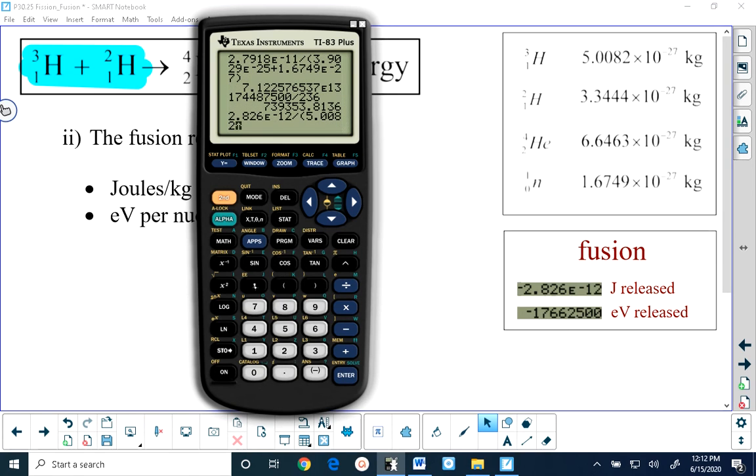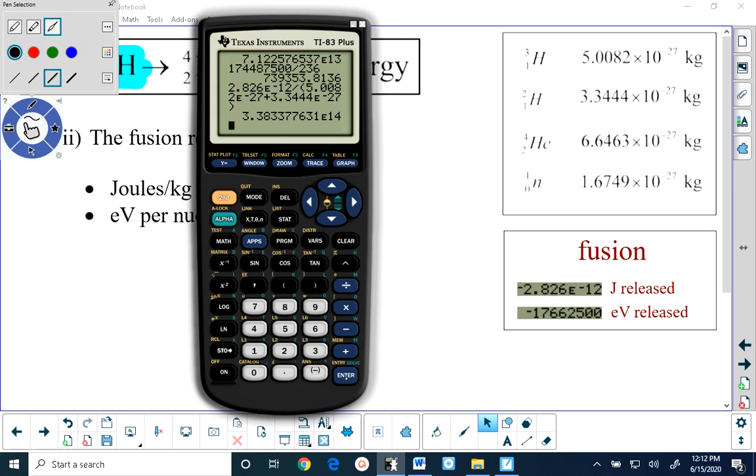5.0082 multiplied by 10 to the negative 27 plus the hydrogen 2, which is 3.3444 multiplied by 10 to the negative 27. I'll just double check my entries here. 2.826 times 10 to the negative 12 divided by those two masses added together looks okay. What I get is approximately 3 times 10 to the 14 joules per kilogram.